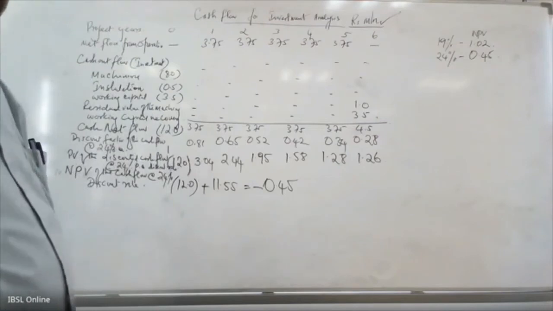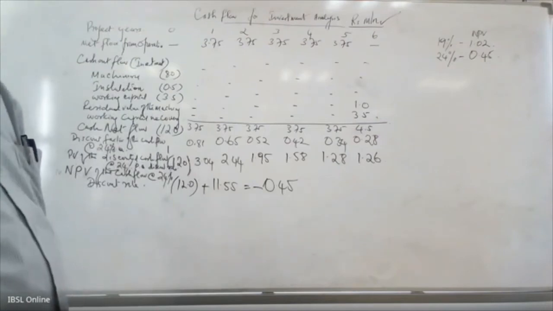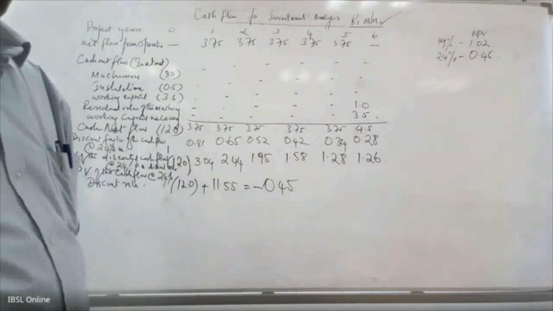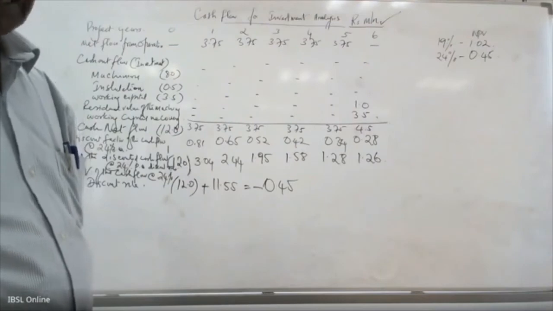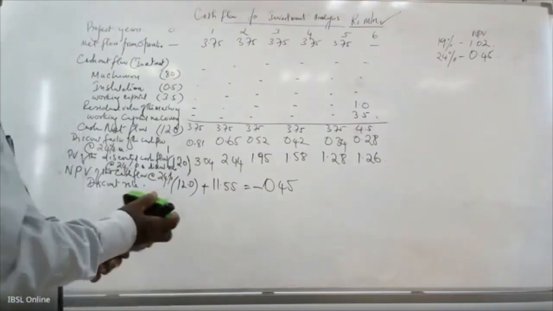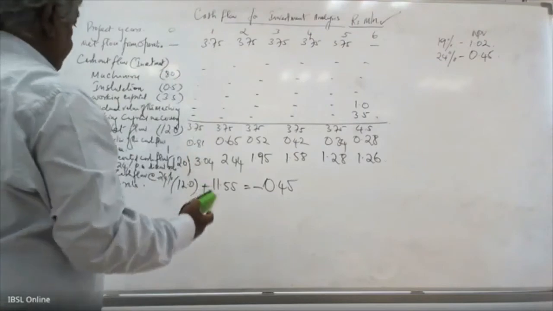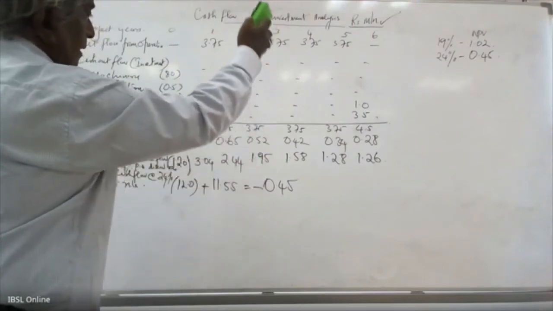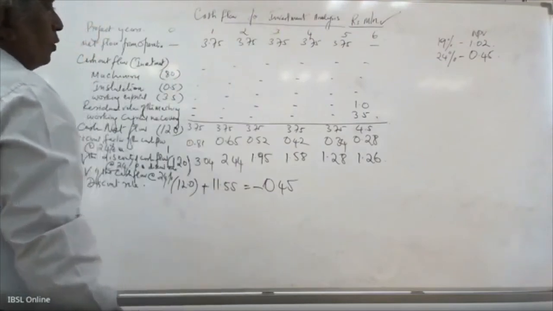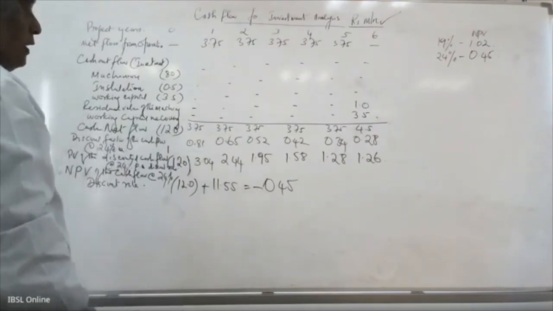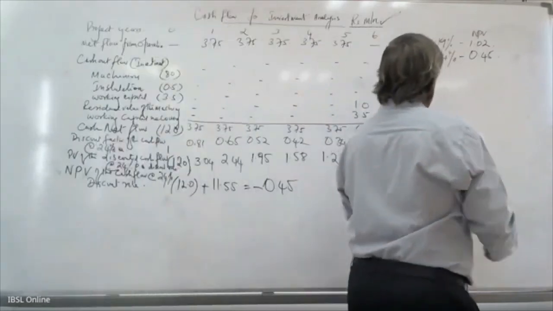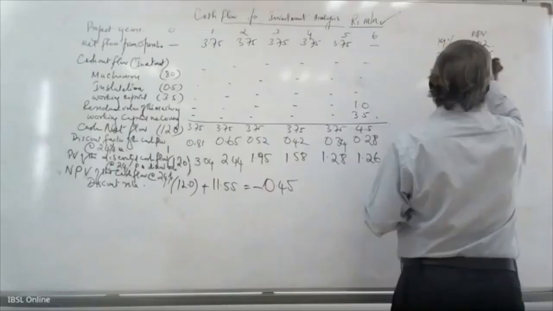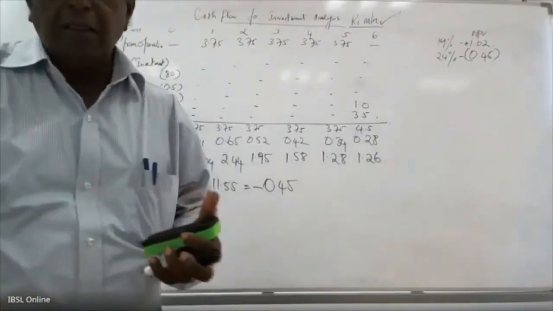Okay. So now calculate the IRR. I am going to erase it. I hope you all have done. If there is any question, please ask me. Okay, now I'm going to erase this. At 19%, the NPV is 1.02. At 24%, it is negative 0.45. Here it is positive, here negative.